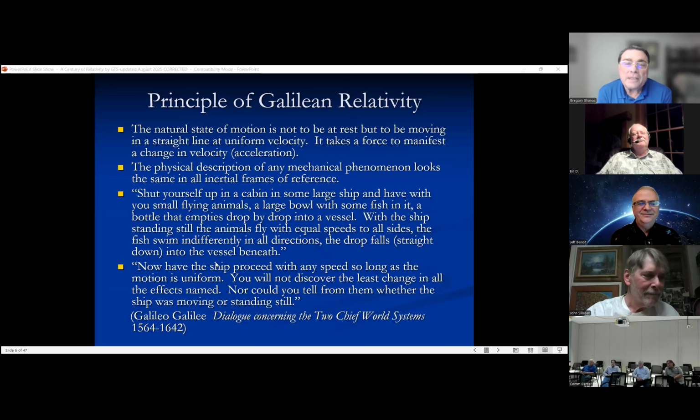Okay, so now there's a principle of Galilean relativity. Okay, and this is really interesting. So the natural state of motion is not to be at rest. A lot of times you think the natural state of motion is to be at rest, but the Earth is moving, okay? So you're moving in a straight line at uniform velocity. It takes a force to manifest a change in velocity, which is acceleration, okay? And the physical description of any mechanical phenomenon looks the same in all inertial frames of reference. We'll talk about that. Now, this is from Galileo Galilei's Dialogue Concerning the Two Chief World Systems.